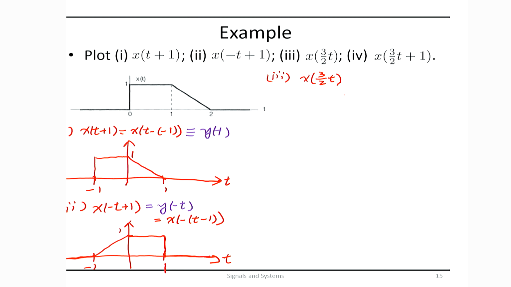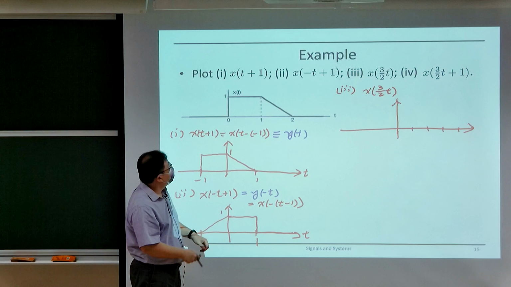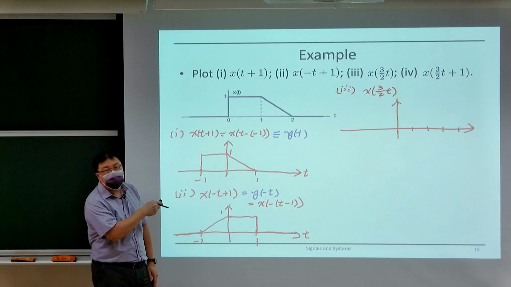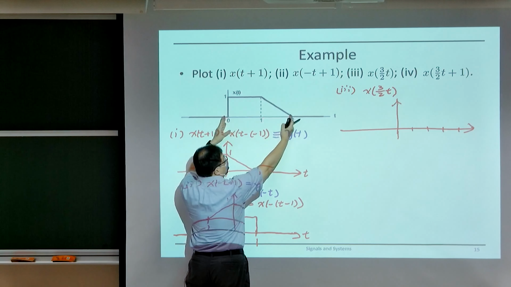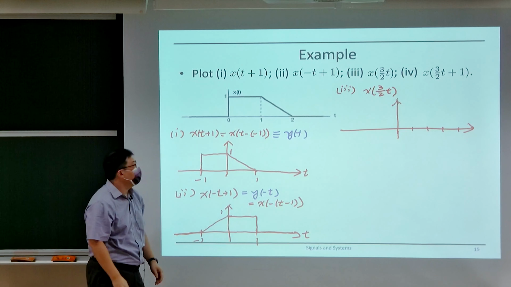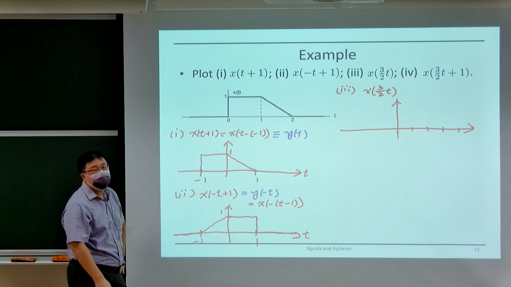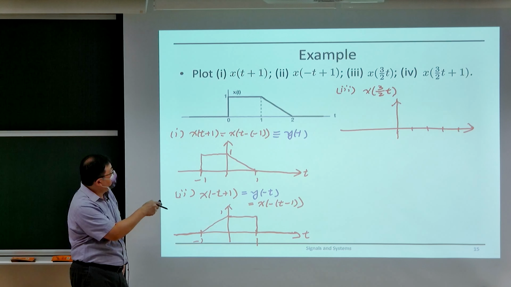All right, so this signal would look something like this. This signal should take on the same shape as the original signal. It's just that it should be compressed, right? It should be squeezed towards the origin. But by how much? We can look at particular points here.